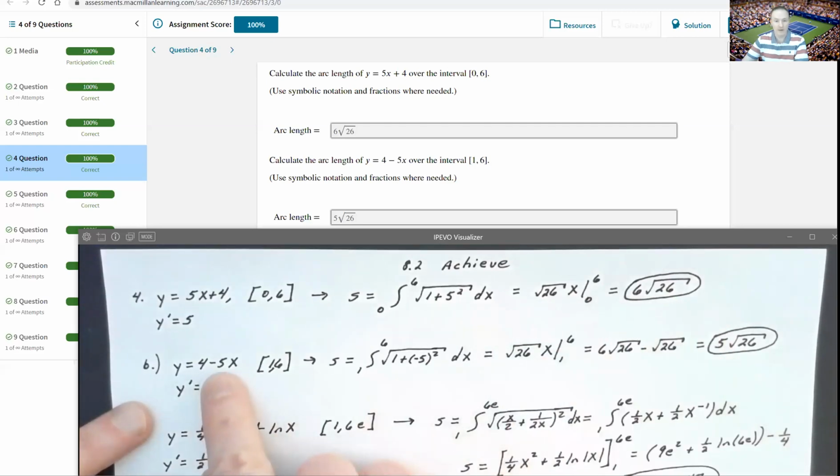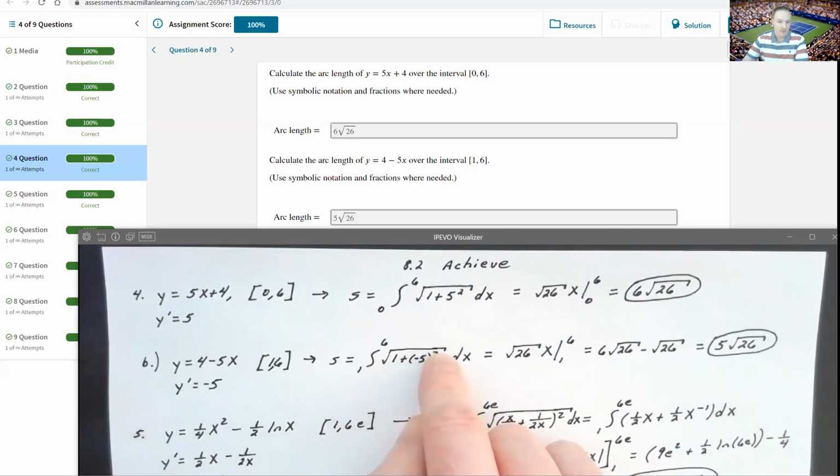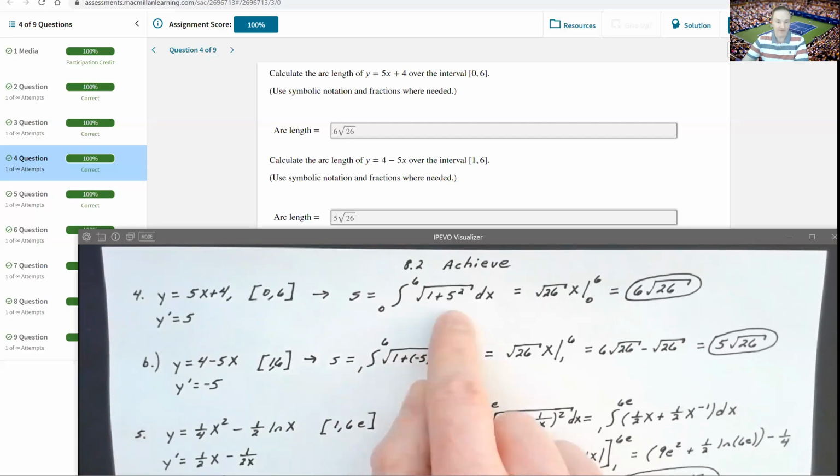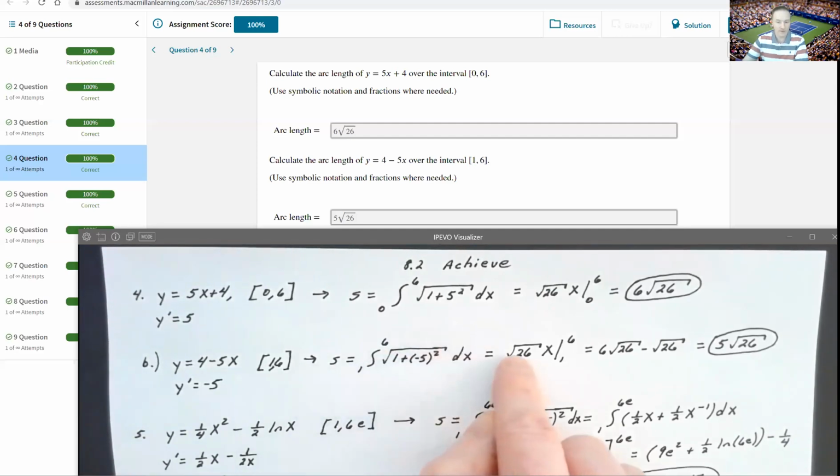Similarly, for the second one here, they ask me to find the arc length on the curve 4 minus 5x from 1 to 6. Okay, so yet again, my derivative is just the coefficient of x. It's going to be negative 5 this time. And so the arc length is going to go from 1 to 6 of the square root of 1 plus a negative 5 squared. But just like last time, it doesn't matter if that's a 5 or a negative 5. Since you're squaring it, that's a 25. 25 plus 1 is 26. We have the square root of 26 in there.